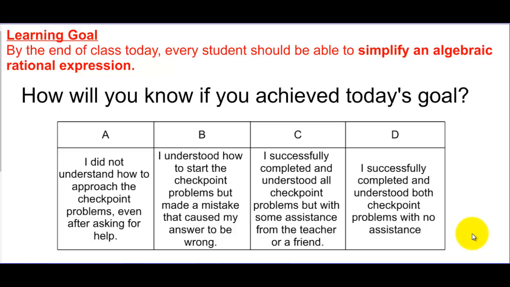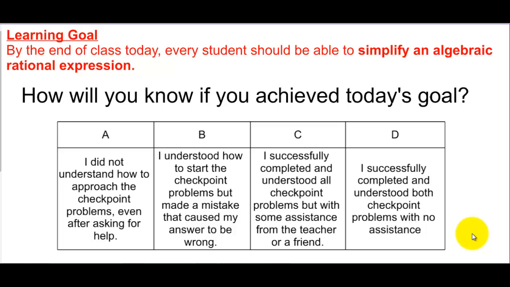Okay, so we have a new topic. We're going to be talking about something called rational expressions. So I just wanted to state what the learning goal is for this particular video. What we're going to be doing is looking at something called algebraic rational expressions, and our goal is to be able to simplify those. And you'll see what that looks like in a minute.